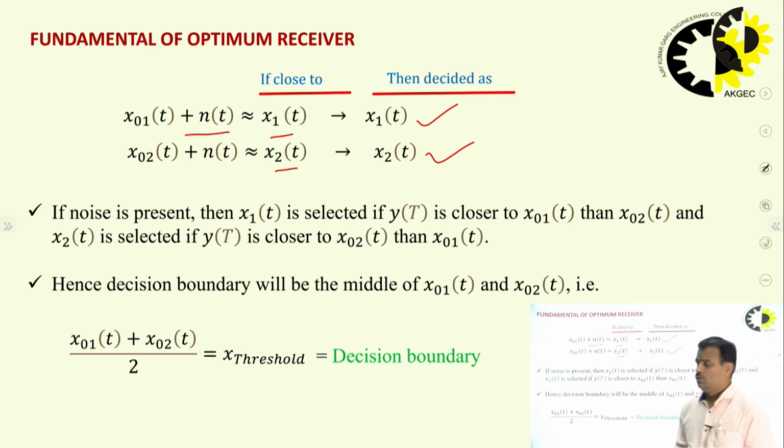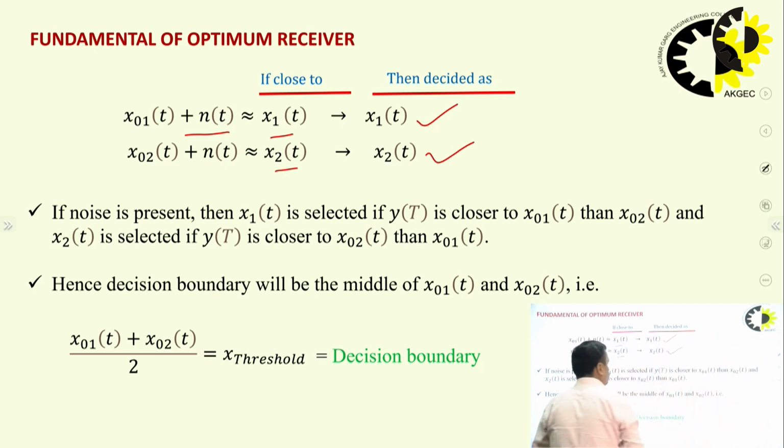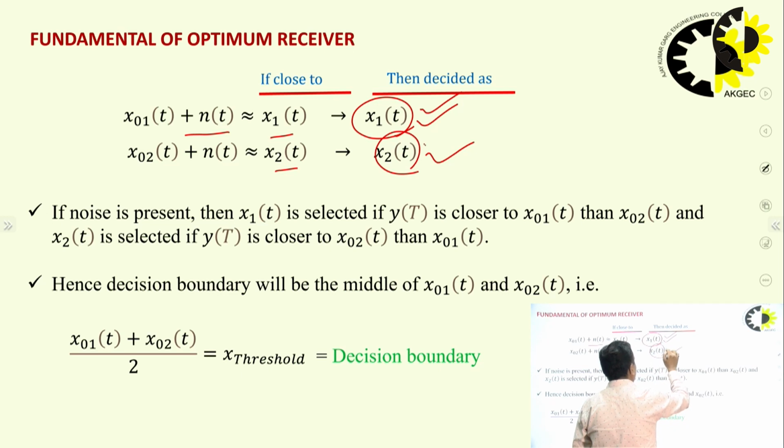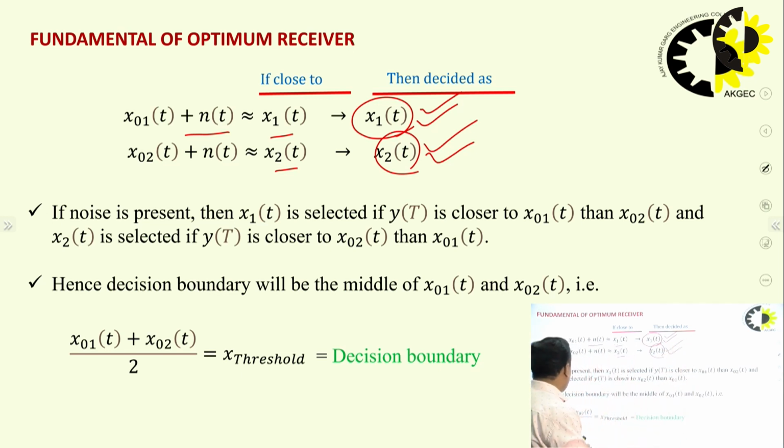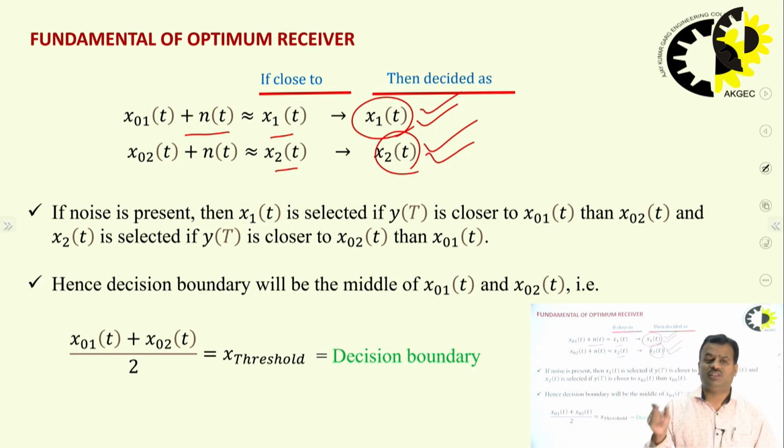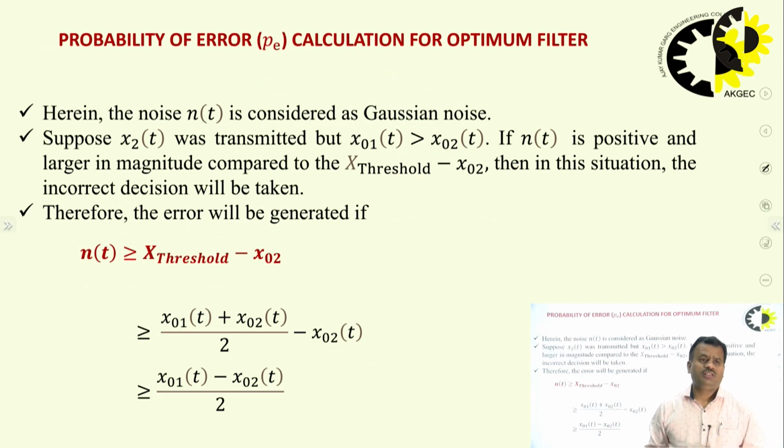Okay. So x1(t) is selected if y(t) is closer to xo1(t) than xo2(t). And x2(t) is selected if y(t) is closer to xo2(t) than xo1(t). So if it is greater than the threshold, I consider x1(t). If it is less, I consider x2(t). Obviously. So how do you decide the threshold value? The threshold value will be the average of these values, (xo1(t) plus xo2(t)) upon 2. So this will be our threshold value. On the basis of this threshold value, you can decide whether 1 is coming or 0 is coming.